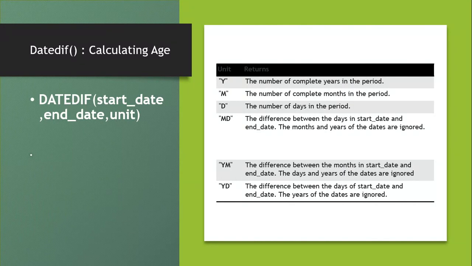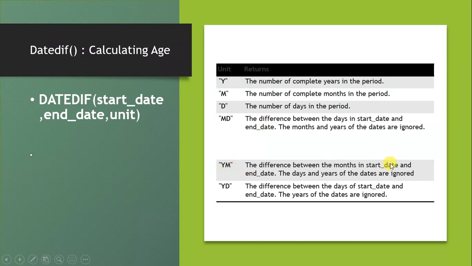Next, you have a formula called DATEDIF, which is used to calculate the difference between two dates, and it is a very good formula which we use for so many things. DATEDIF takes start date and end date and gives the output in the unit you say. If you say Y, it will tell you the number of complete years in this period. If you say M, the number of complete months in the period, and if you say D, the number of days in the period. MD, the difference between the days in start and end date, the months and years are ignored. So it will just give you the days.